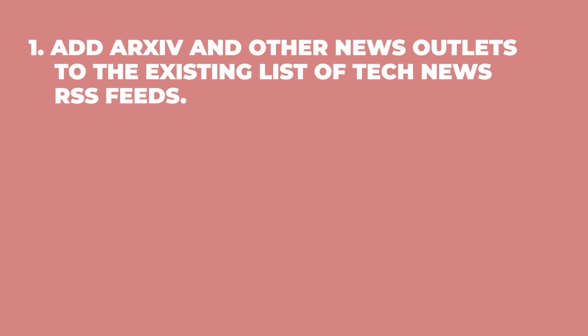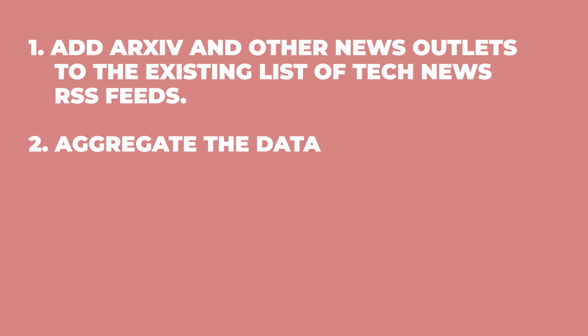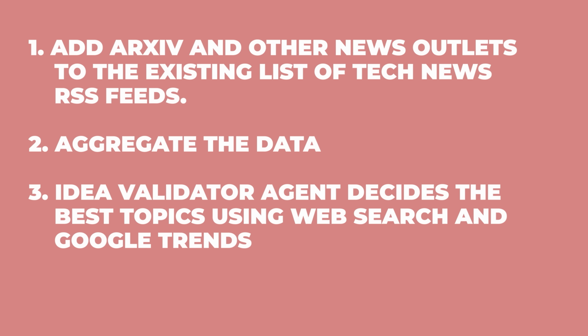The system will work like this. We'll keep the tech news RSS feeds as one input data source, but we'll also add some more sources like relevant arXiv papers. Then we'll aggregate all the data and send it to an AI agent. The agent will look at the list of topics and decide which topics are worth making YouTube videos about. It's not just an LLM call this time though. We're gonna give the agent access to tools so it can make better decisions.